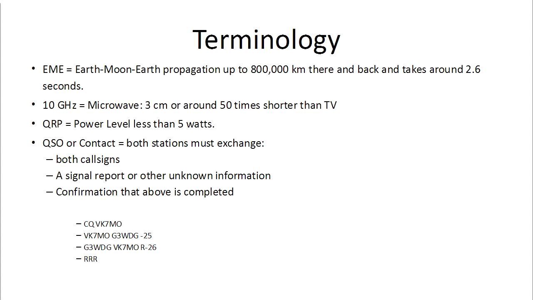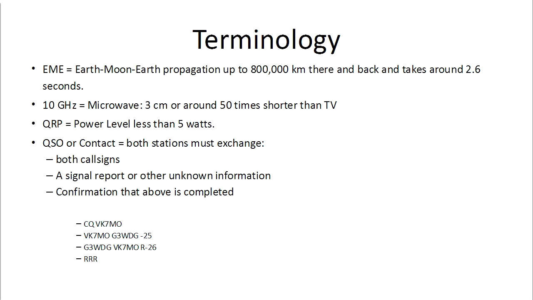EME stands for Earth-Moon-Earth propagation. And that means we're on the Earth, we're reflecting a signal off the moon and back to anywhere else on the Earth who can see the moon at the same time. It's 800,000 kilometres roughly there and back, and takes about 2.5 seconds to get there and back. And you've got inverse square all the way up there and inverse square all the way back, so your power is diminishing to the fourth power.